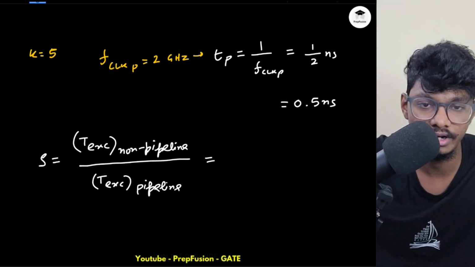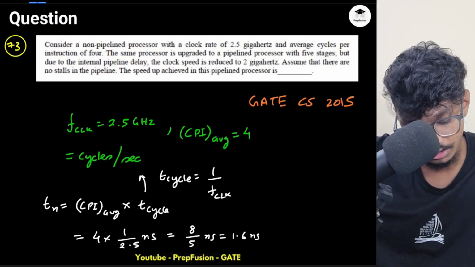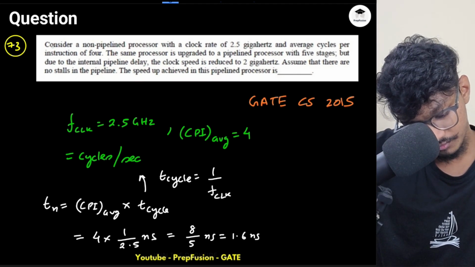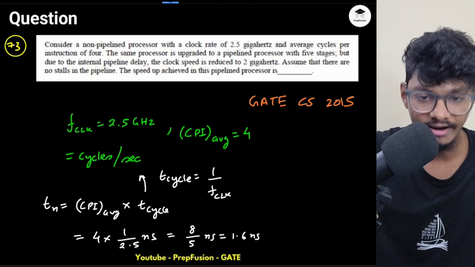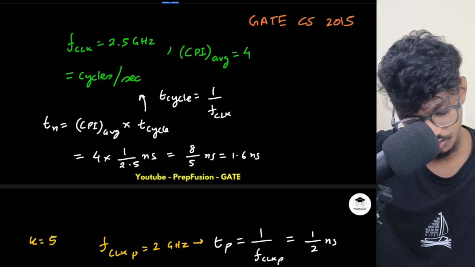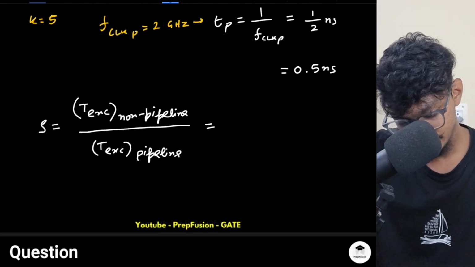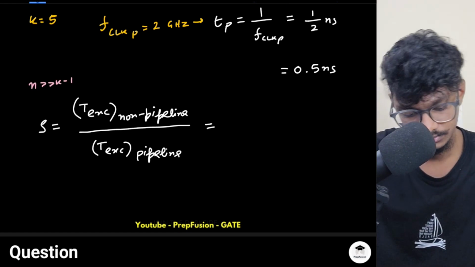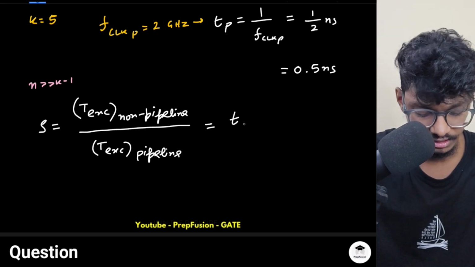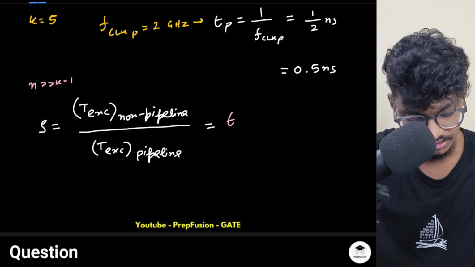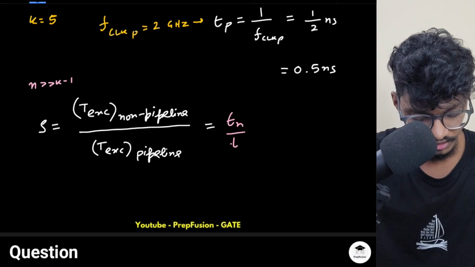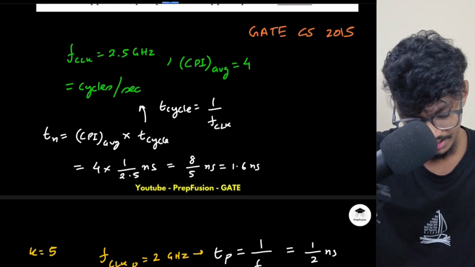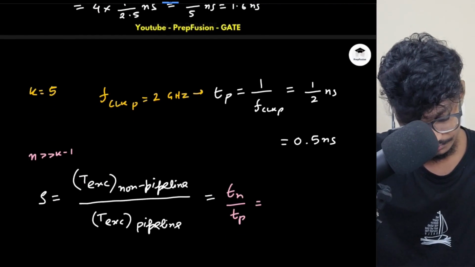How do you calculate this? They have asked me the speed up achieved, but they have not told me the number of tasks. So if they have not told me the number of tasks, what can I assume? I can assume that my n is very much greater than k minus 1. Then what does my speed up become? I have derived this many times in this lecture. It will be directly Tn over Tp. So what is my Tn? Tn is simply 1.6 nanoseconds, right?